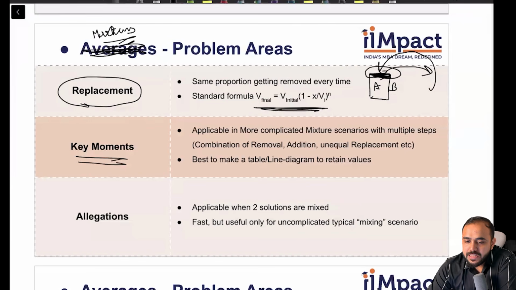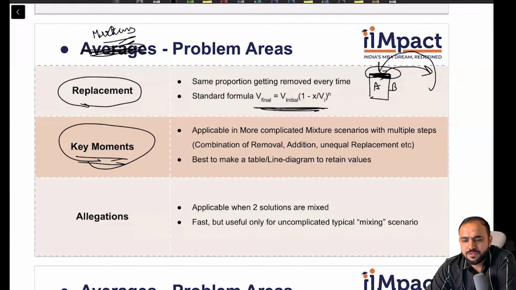The second area is key movements, and this is where the bulk of your questions will lie. When there are complicated mixture scenarios with multiple steps, combination of removal, addition, or unequal replacement, most of your lengthier mixture questions are actually from this key movements area.